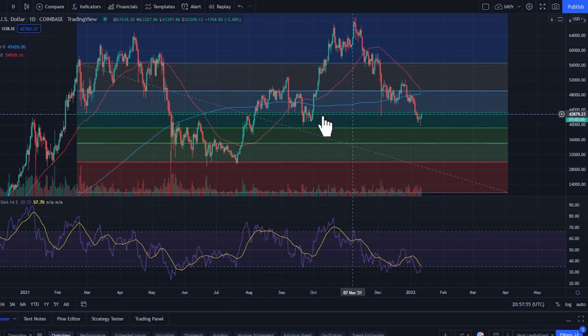So I hope that gave you guys a little bit of information as to what Bitcoin is doing right now and where it could be going for the short term.